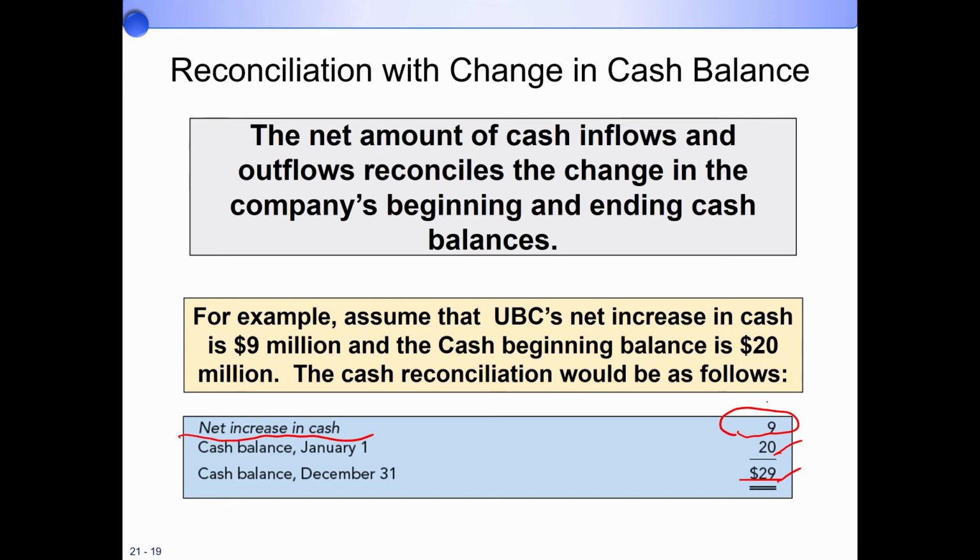What if those are different numbers? Then something is wrong, so you need to work on that until you find and correct the mistake. We call that reconciliation. When we prepare the cash flow statement, basically we double check.